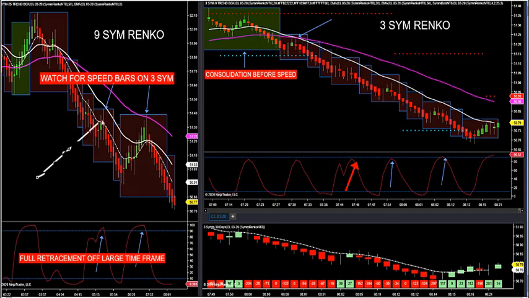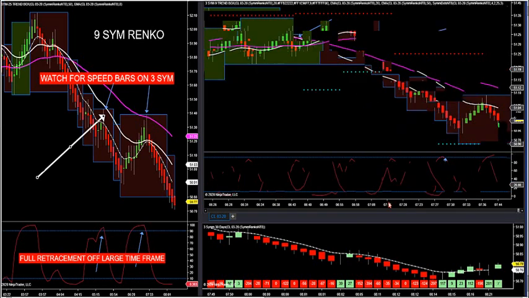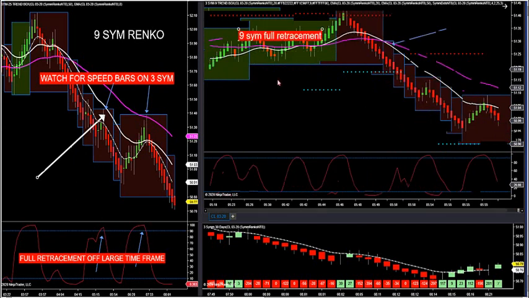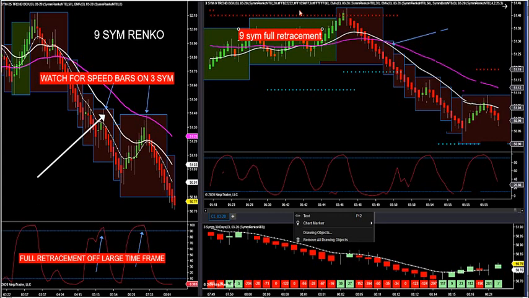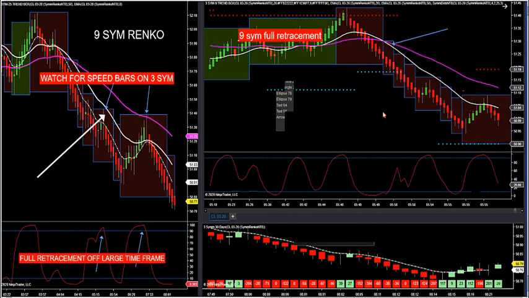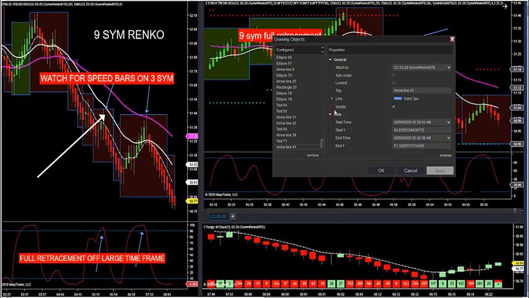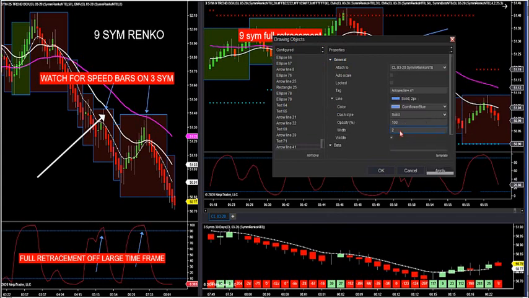When it gets up to this point above 80%, and I'm sitting right here at this bar, I start looking at the 3 Simrinko. Let me show you the first trade, and we'll go to the second trade. Because what happens at the 9 Simrinko, here it is. These boxes right here, the market is at the top of the range on the 9 Simrinko. All right, so we're at the top of the range.